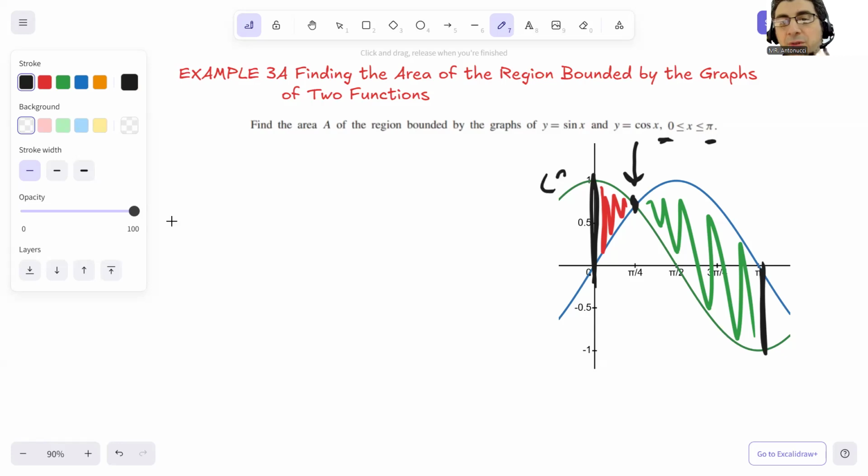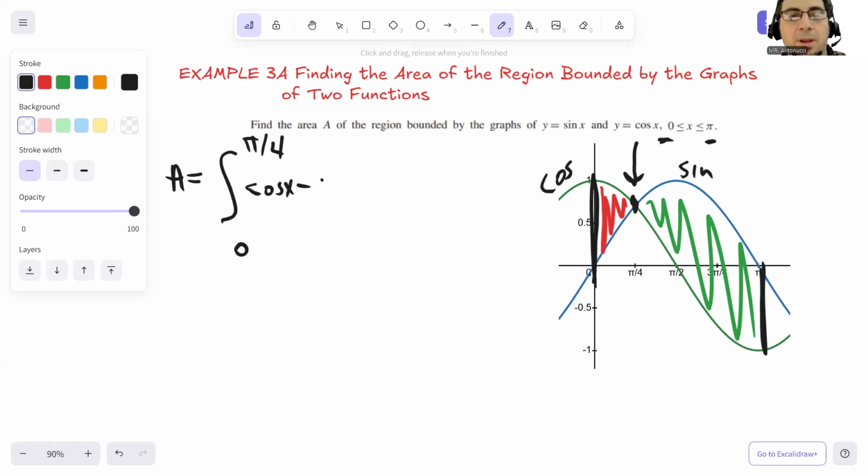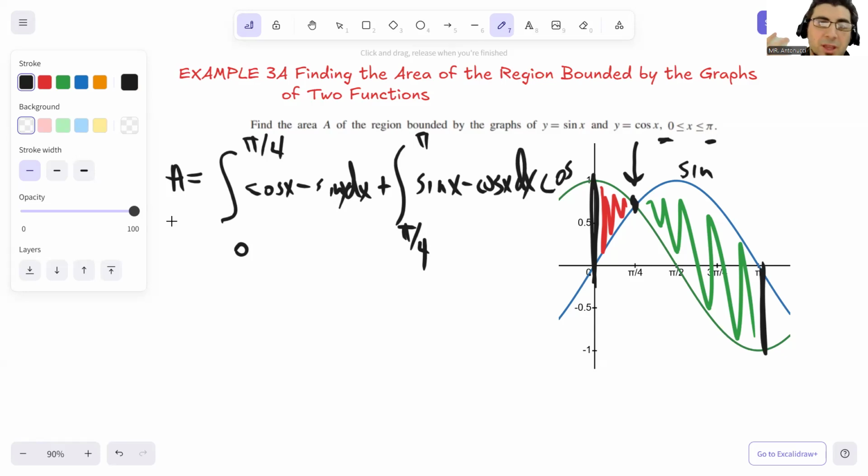Now the green function is cosine and the blue function is sine. And you could get that easily from the y-intercept. So the area is going to be the integral from 0 to pi over 4 of cosine x minus sine x, plus the integral from pi over 4 to pi of sine x minus cosine x dx. And in both cases, you'd have to get the antiderivative, plug in the upper and lower limits, and subtract, and then add your answers together.